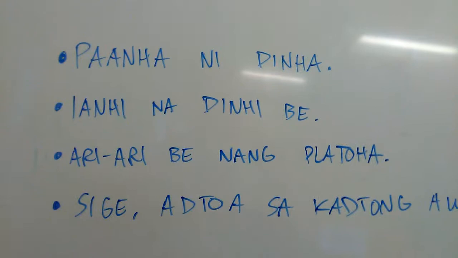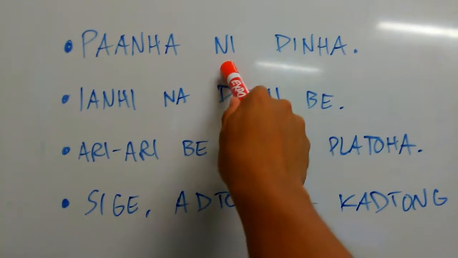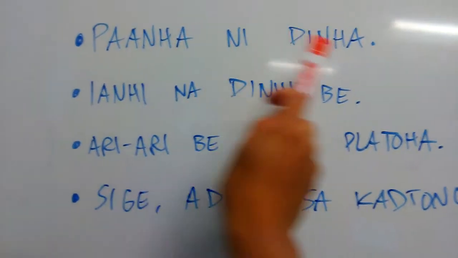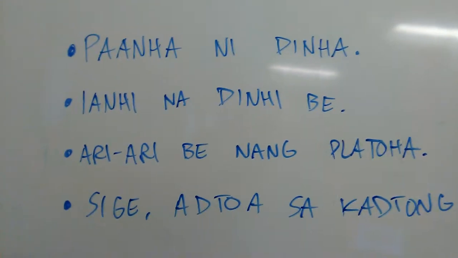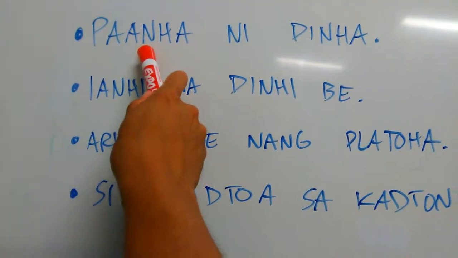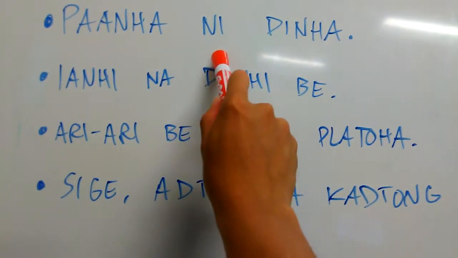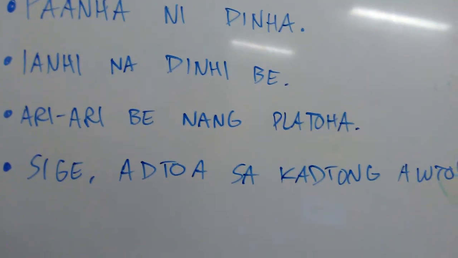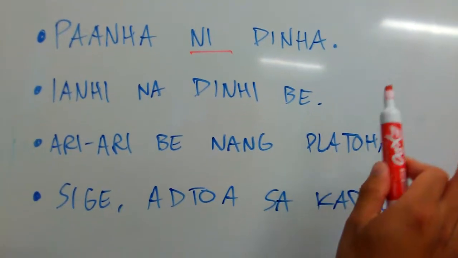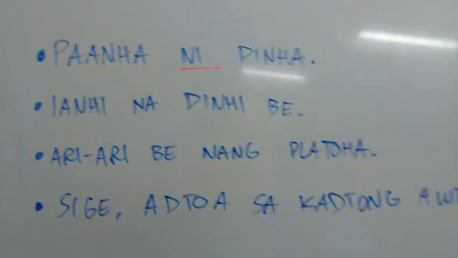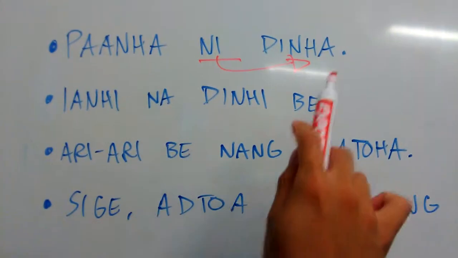Okay, this is again a classic example of using the demonstrative pronoun ni with the distant existence relationships, right? Paanha ni dinha. So I'm telling you or somebody paanha to take this object ni dinha, right? I'm telling someone to take this ni object over there, away from me. Okay, it's relative to me because I'm the one that's speaking. So ni, right, to dinha. I just want that object away.